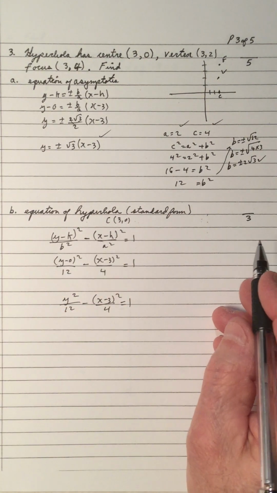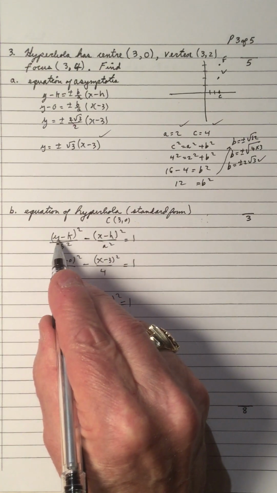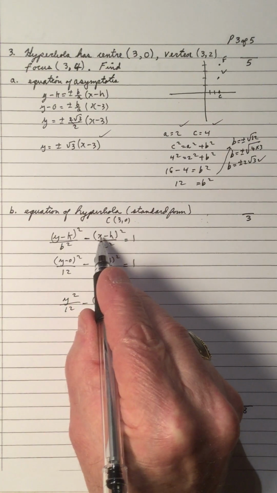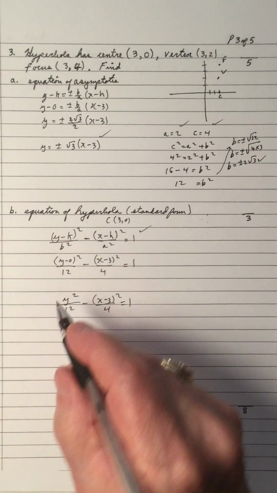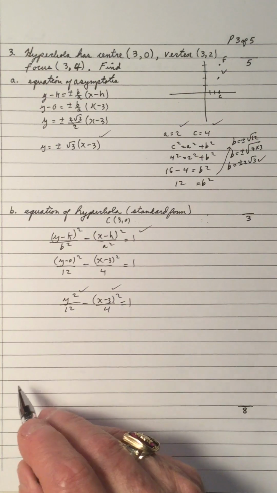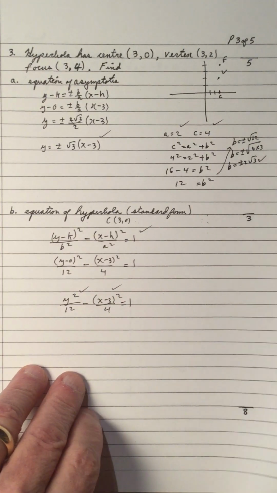And if you have this equation written like this, because we go with x minus h squared minus the y squared, because you have that equation, give yourself a mark. And if you have this part right and this part right, there's 3 marks altogether. So 8 for that page total.